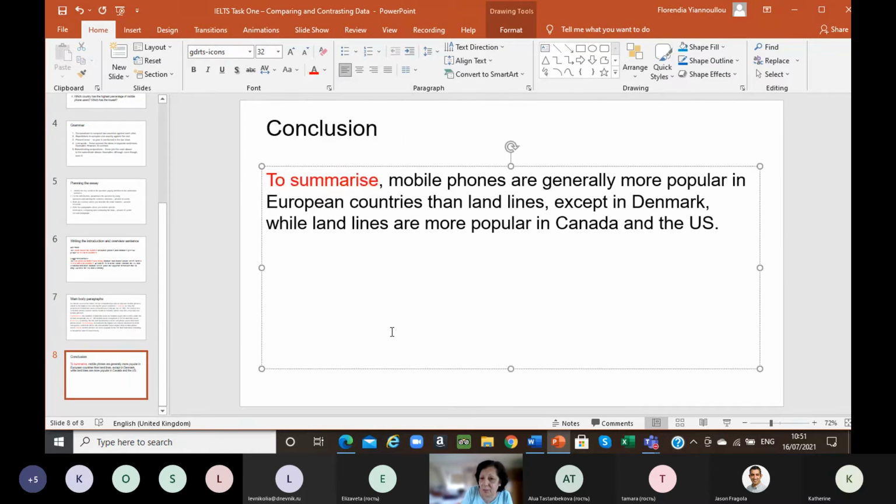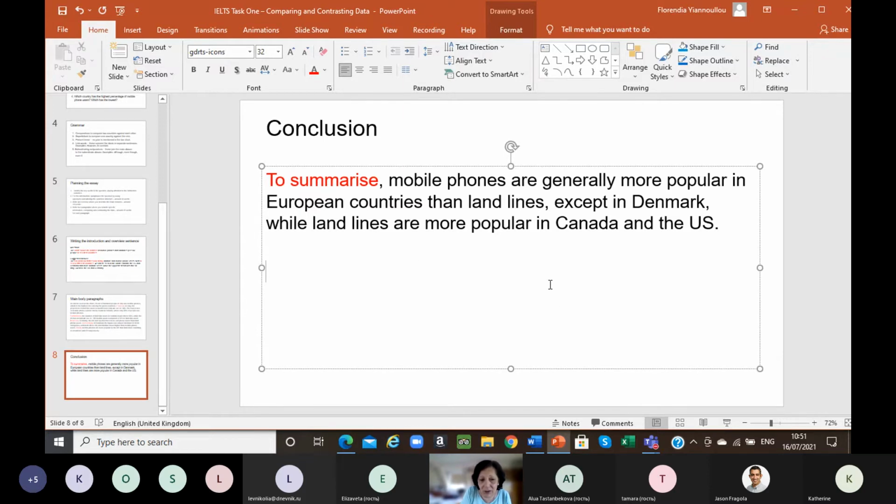So to summarize, mobile phones are generally more popular in European countries than landlines, except in Denmark, while landlines are more popular in Canada and the USA. It's another overview, really. That's a summary of things. So you are giving a general idea about the whole of the chart there. So that is how you would structure this essay as well.